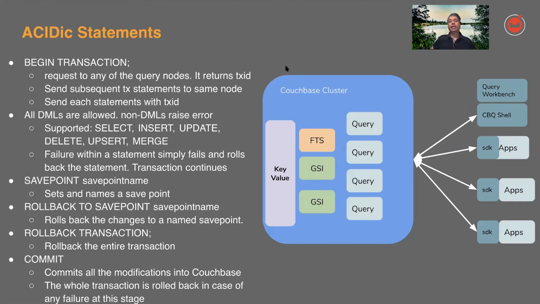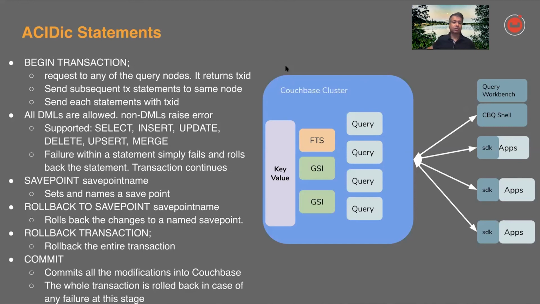Now, when an insert or update that the application issued within the transaction fails, we simply roll back that statement, but the transaction still is open until a commit or a rollback is issued. We support save points. You can set any number of save points within the transaction. You can roll back to a save point after it has been declared, until a commit or a rollback transaction is issued.